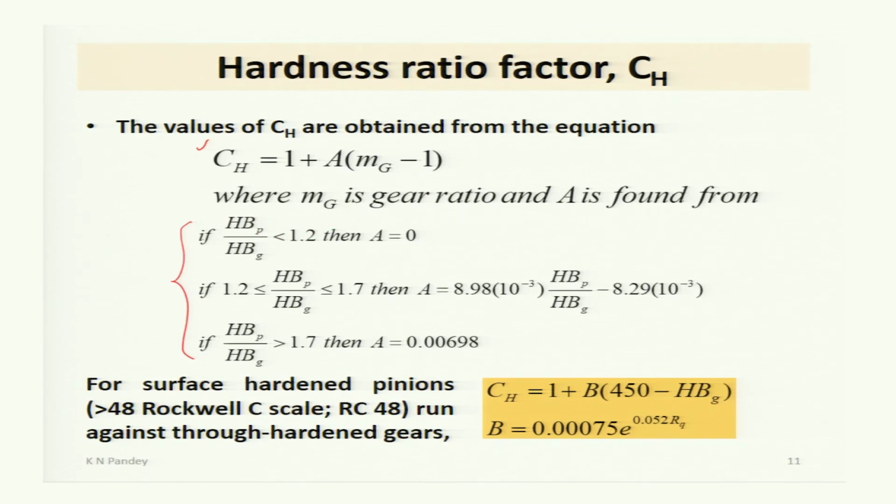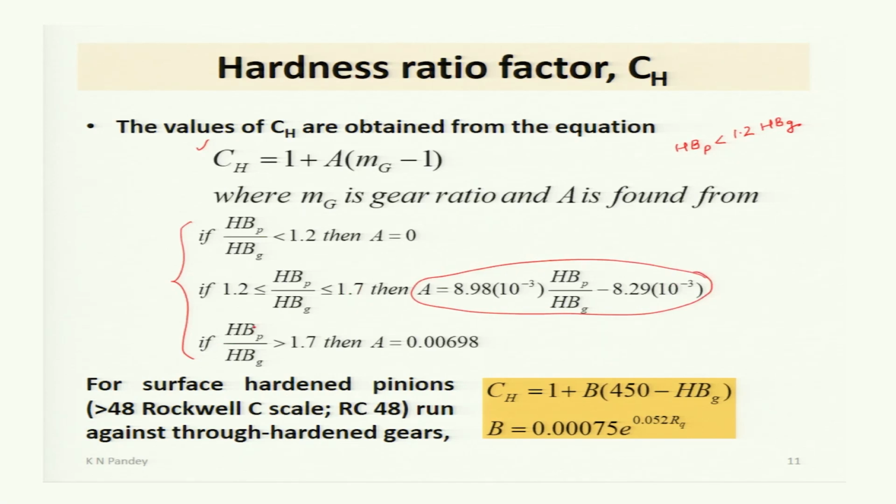We had said that to make the strengths equal, we make the hardness of the pinion more in comparison to the gear. So, for the first case, if the hardness of the pinion is less than 1.2 times the hardness of the gear, then we use A as 0. But if it is greater than or equal to 1.2 but less than or equal to 1.7, then capital A is given by this formula.